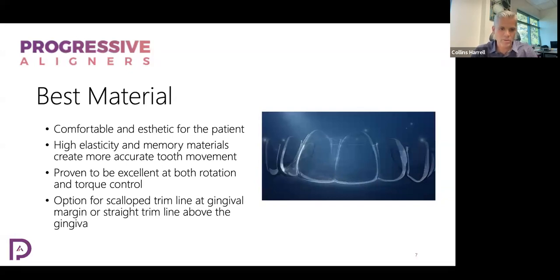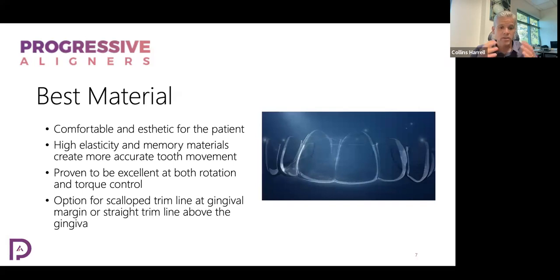So if you have a more complicated case with more torque sensitive movements, or maybe smaller clinical crowns, and maybe we don't want to put engagers or attachments on the teeth and try to use fewer attachments, you could request a case to have the straight trim line.